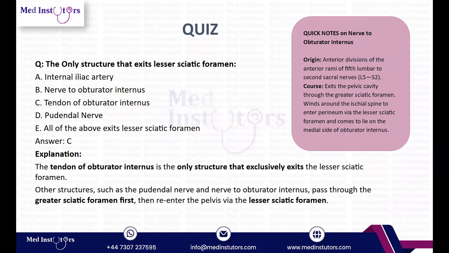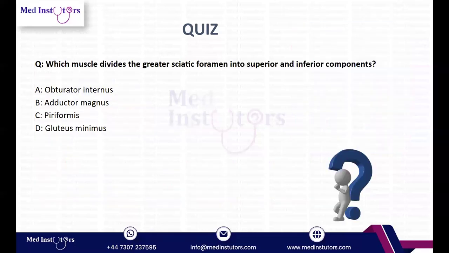So this is the course of obturator nerve to obturator internus. So the tendon of obturator internus is the single best answer here. Your next question is, which muscle divides the greater sciatic foramen into superior and inferior component?